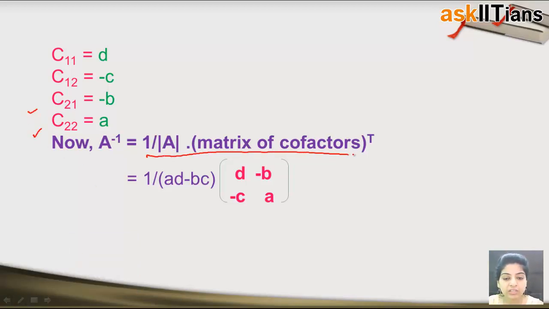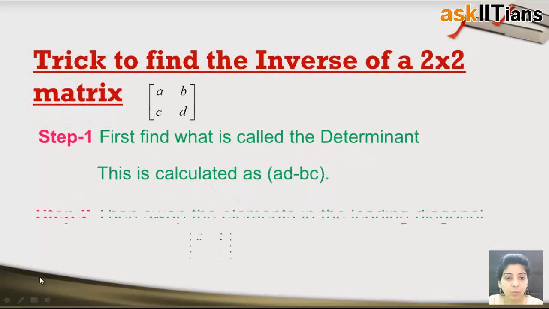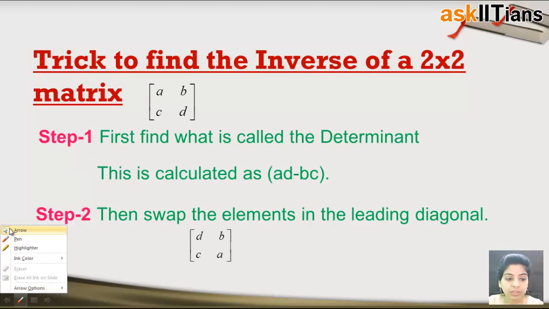Now A inverse, this is the formula. I write down the matrix of cofactors divided by the determinant and I get A inverse. This was quite simple. Okay, now we have a trick to compute the inverse of a 2 cross 2 matrix. Directly, how to compute the inverse of a 2 cross 2 matrix, right?